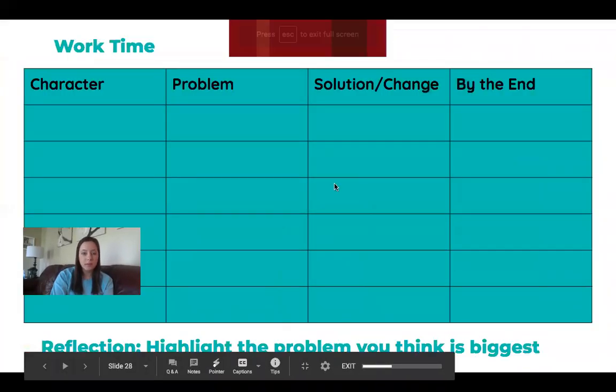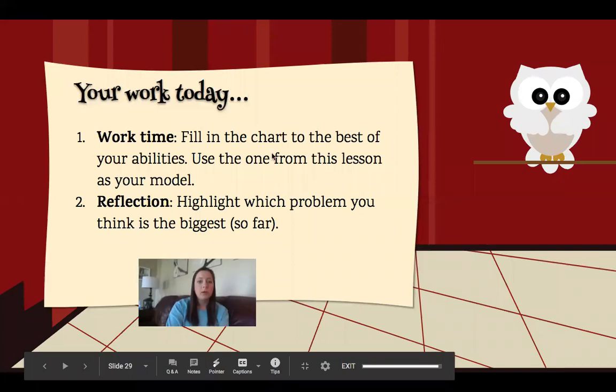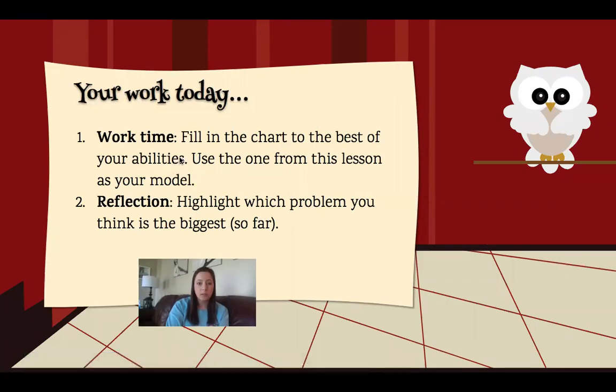So just to recap, today you are going to fill in the chart to the best of your abilities. Use this one from this lesson as your model. So use the one from Dragon Slayers Academy as your model if you're confused or if you don't know how to do it. Also, I showed you guys how to tag me in comments, so tag me if you have any questions. Just to the best of your abilities, what are some problems that you're noticing that your characters have? Your reflection today is to highlight which problem you think is the biggest so far. There might later be even a bigger problem than that in your story. You might not have gotten to the biggest problem yet, but what do you think so far is the biggest problem? Alrighty, so that was my lesson for today.